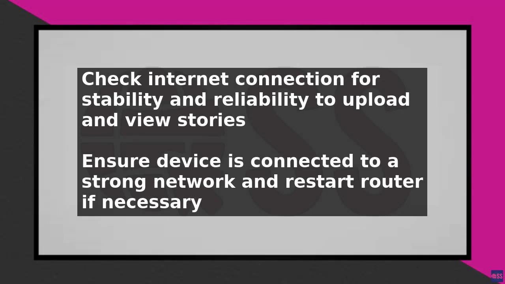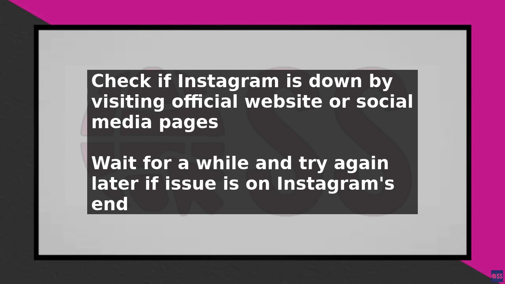To fix the Instagram story unavailable issue, start by checking your internet connection, as a stable connection is required to upload and view stories. Ensure your device is connected to a strong and reliable network, and try restarting your router if necessary. Next, check if Instagram is down by visiting the official Instagram website or social media pages to see if other users are experiencing the same issue.